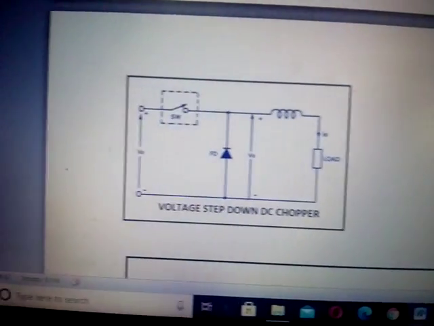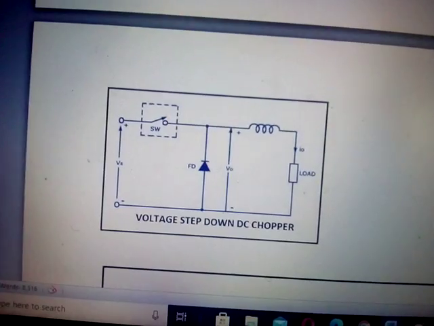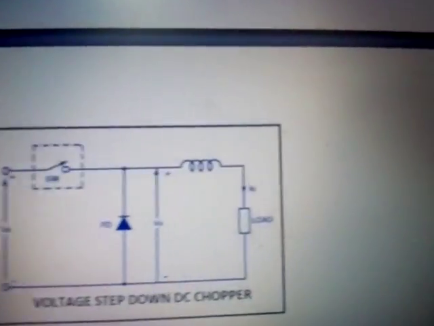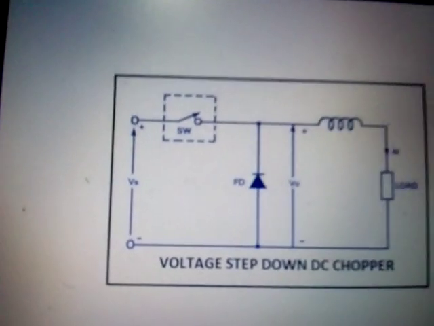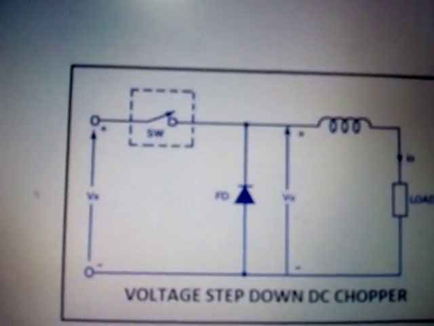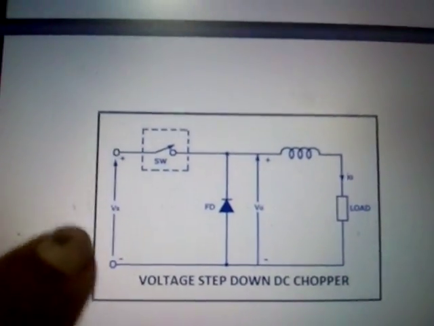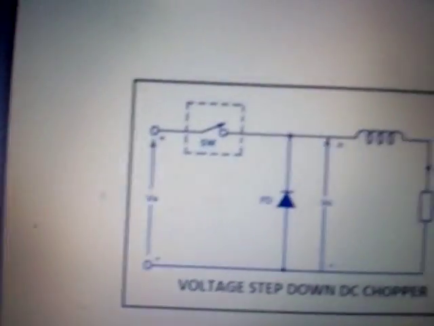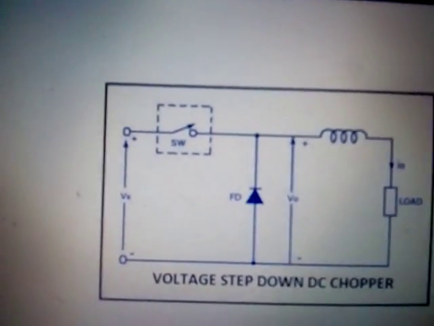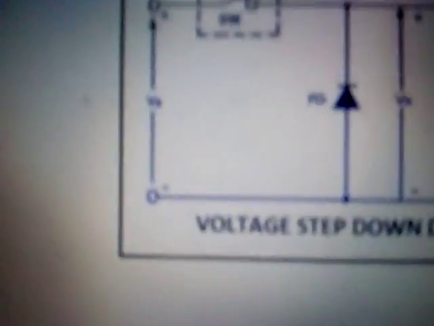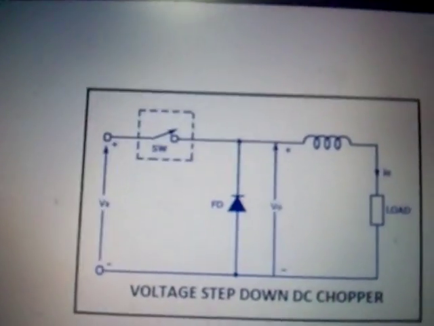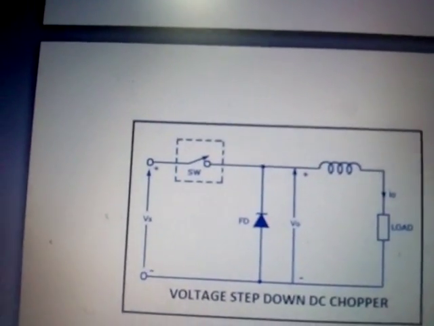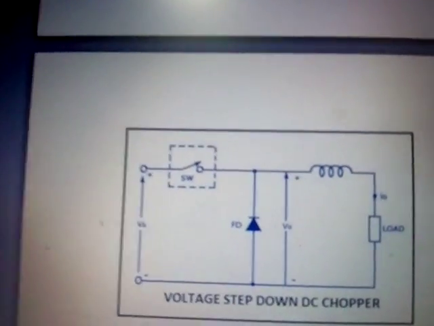See, now we will see the step down chopper. Now you have this switch. Assume that the input is Vs and the output is V naught. So when the switch is closed, output will be equal to input. When the switch is opened, there will be no output.